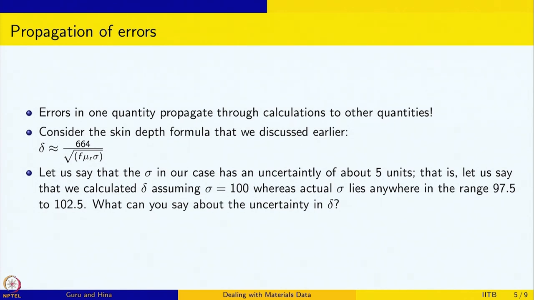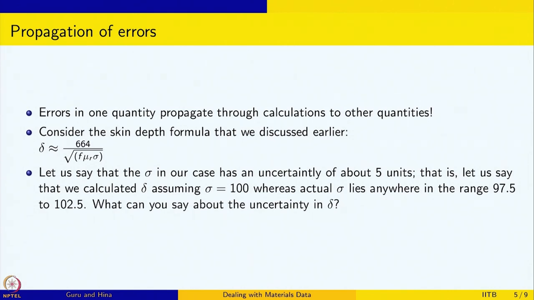We can assume that f and mu are known and they do not have any error and they are just some given number, which might not be true, but at least for the moment let us assume that they are given. F is 60 kilohertz and mu r is 0.999994. If so, then any error that is there in sigma or uncertainty that is there in sigma measurement will actually also affect the delta measurement.